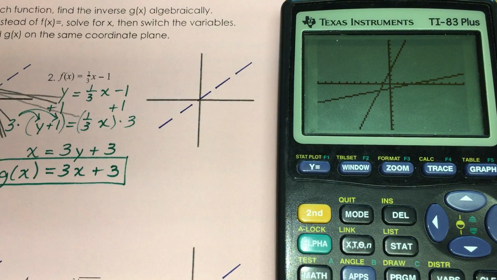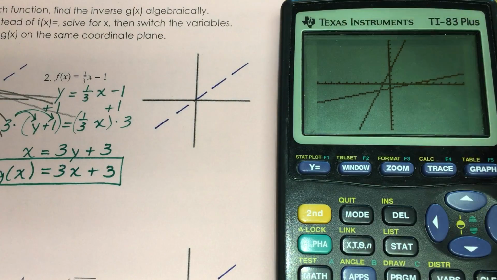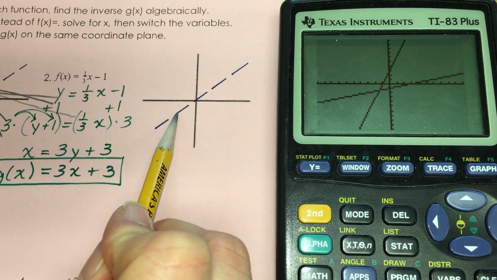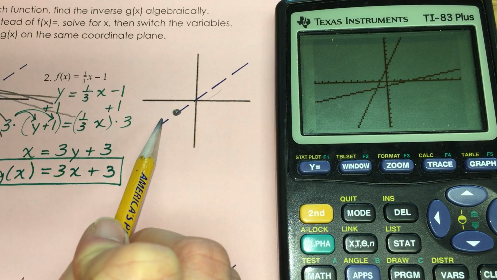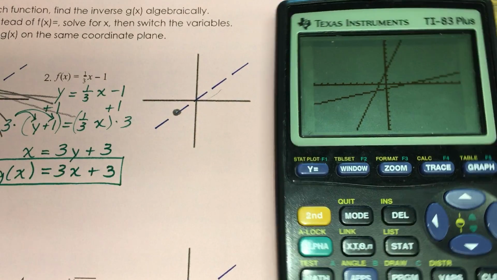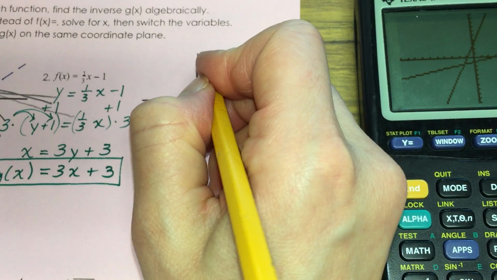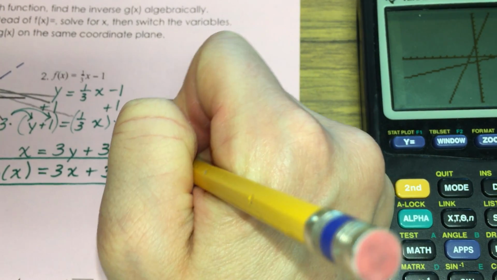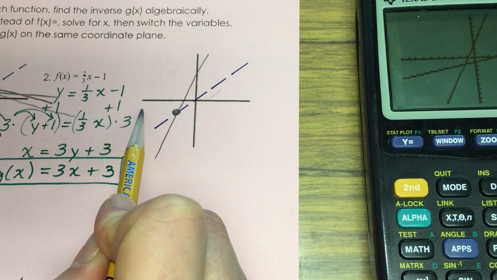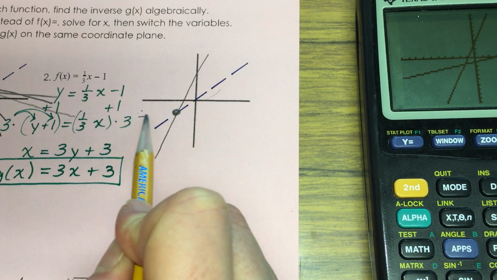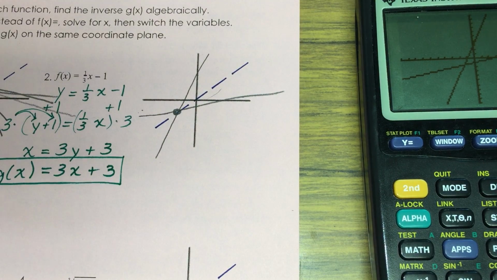Here we have our two lines. They intersect at a point right down here. So maybe put the point where they're going to intersect, which should be on the line y equals x. And go ahead and sketch those. Better this time.